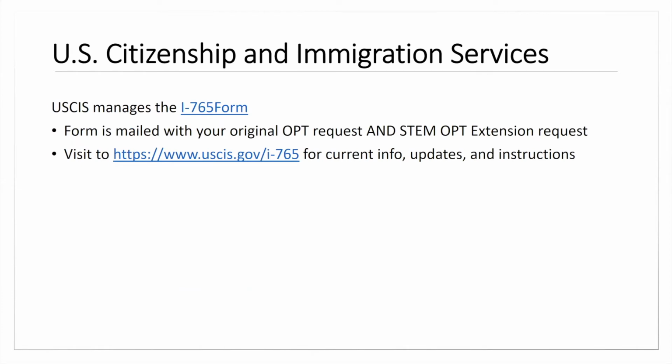So USCIS is U.S. Citizenship and Immigration Services. They manage almost all the government forms, but not everything. But when you're working with USCIS, you're going to be mailing the I-765 with your other documents for both the OPT, the standard 12-month, and the STEM OPT extension, which is the 24-month extension. Again, I mentioned that you're going to want to visit their website for current forms, updates, and instructions. And again, we keep those linked in the ISSS portal.